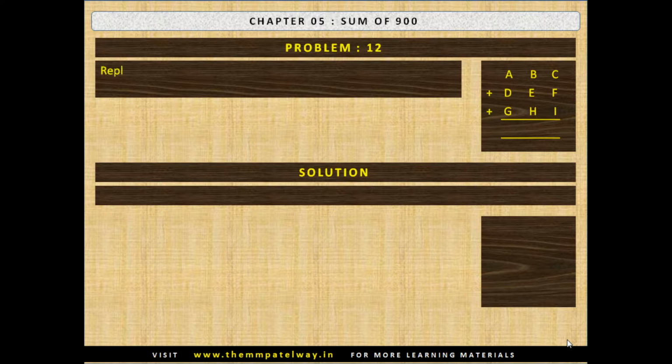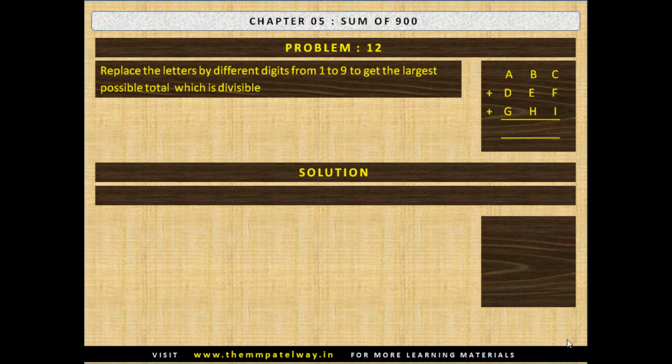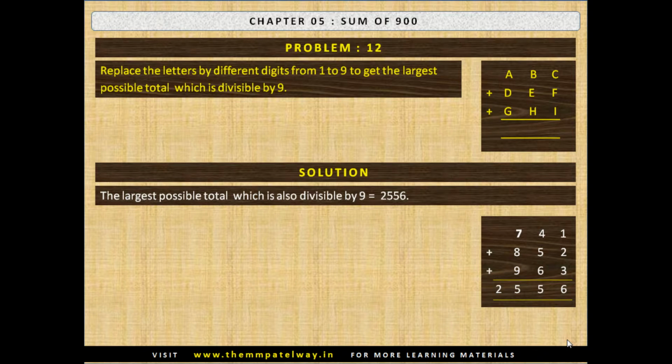Problem number 12. Replace the letters by different digits from 1 to 9 to get the largest possible total, which is divisible by 9. Now stop the video and solve the problem. The answer is, as explained in the previous problem, the largest possible total which can be obtained is 2556, and 2556 is also divisible by 9. In fact, any total which you obtain under the given condition will have to be divisible by 9 compulsorily.